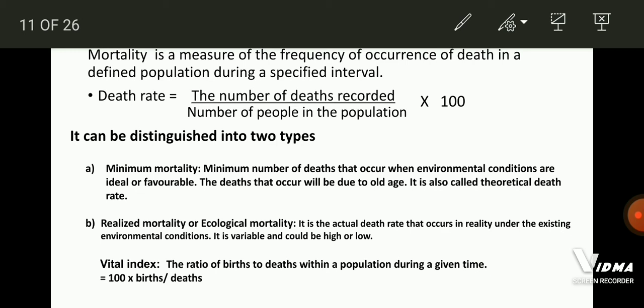This mortality can be distinguished into two types: minimum mortality and realized mortality. Minimum mortality is the minimum number of deaths that occur when environmental conditions are ideal or favorable. The deaths that occur will be due to old age. It is also called theoretical death rate. While realized mortality or ecological mortality is the actual death rate that occurs in reality under the existing environmental conditions. It is variable and could be high or low.